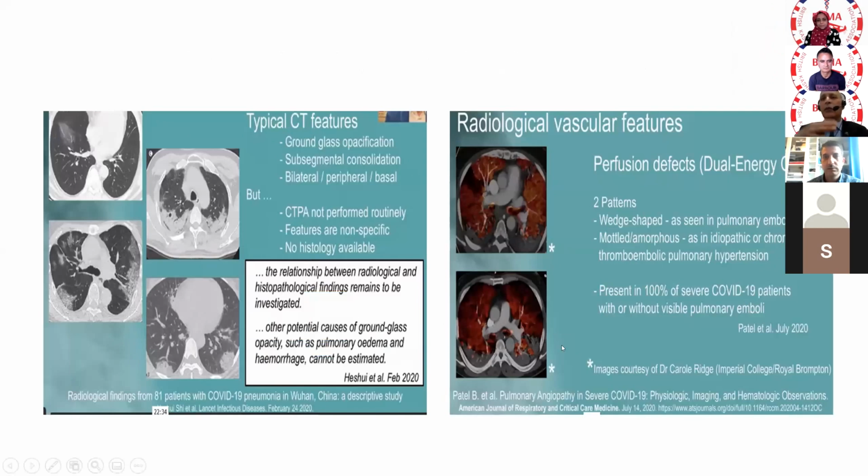And if you do a dual perfusion CT scan of this patient, you will see nearly 100% of the patients who are critically unwell.